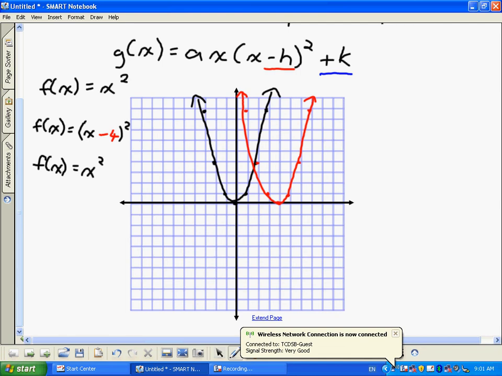K, same idea, we move the vertex. The only difference is we move it up and down the y-axis. So we'll do the exact same thing, -4. So if K is -4, we start at our origin again because that's our normal parabola, and we're going to move 4 down. 1, 2, 3, 4. The rest of the parabola is drawn the same. 1 over 1 up, 2 over 4 up, 3 over 9 up.